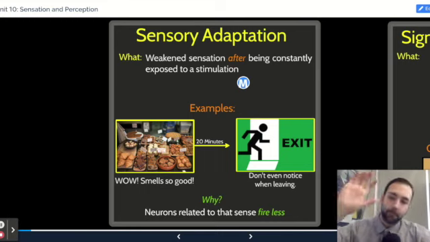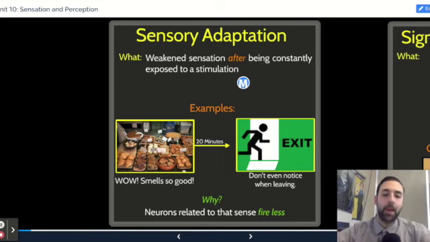So, for example, the best example, you walk into a bakery, it smells incredible. You get this rush of smell sensation. Your olfactory receptors go crazy. We'll talk about what those are later in this unit. But after 20 minutes of being in the bakery, you barely even notice it when you leave.